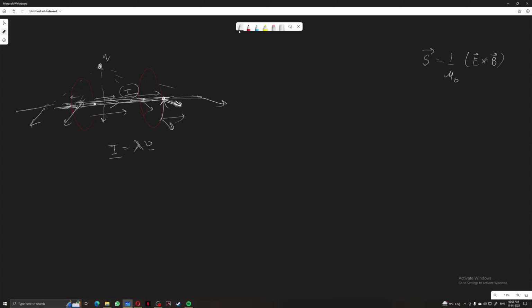So this local energy we provide or take out from this location corresponds to this E cross B, the S vector, the Poynting vector. It tells us what the flow of energy is locally everywhere. So what is the flow of energy here, there, whatever its direction, you can work it out.